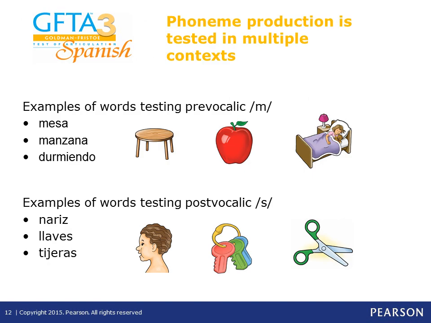GFTA-3 Spanish measures phoneme production in multiple contexts. Here are some examples. When testing the prevocalic M, you will see that the test includes a variety of syllable shapes and contexts. The word mesa is a CV-CV structure, and the prevocalic M is included in the CV syllable. The prevocalic M in manzana is part of a CVC syllable, and the words manzana and durmiendo are both multisyllabic words. So the same phoneme is being tested with different levels of complexity and difficulty.